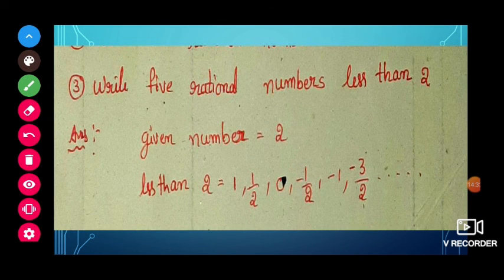Write 5 rational numbers less than 2. Less than 2 means so many numbers will come now, children. 1, 0, and so many. What all will come, we can write. So I am writing here 1, 1 by 2, 0, minus 1 by 2, minus 1, minus 3 by 2.